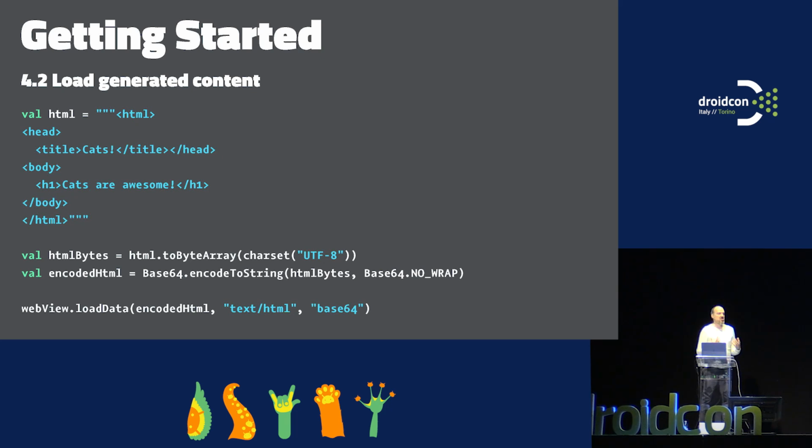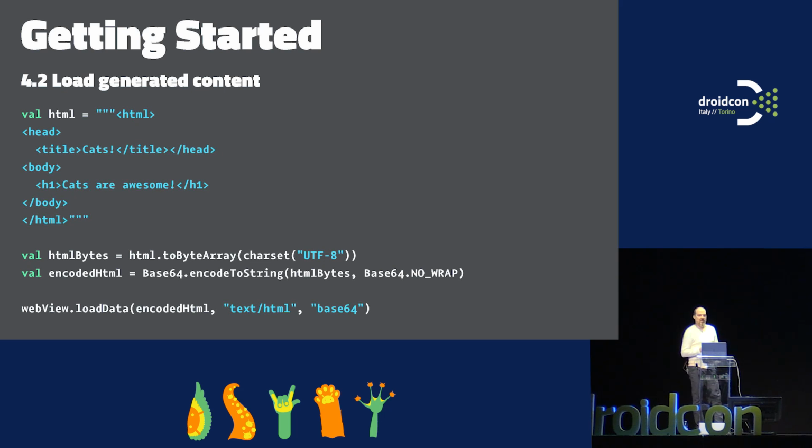Another way you can load content locally is to generate content. So if you generate an HTML string like this, you convert it into a base64 format, and you call load data with the base64 data, and you say this is text HTML and it's base64 encoded, and it will load that HTML as a web page.